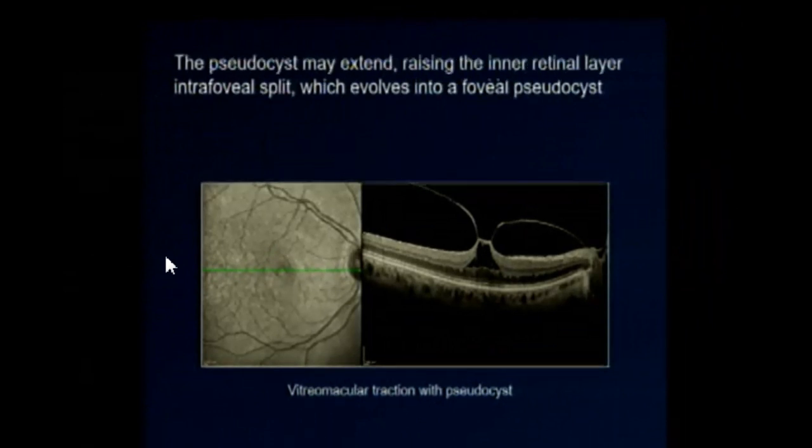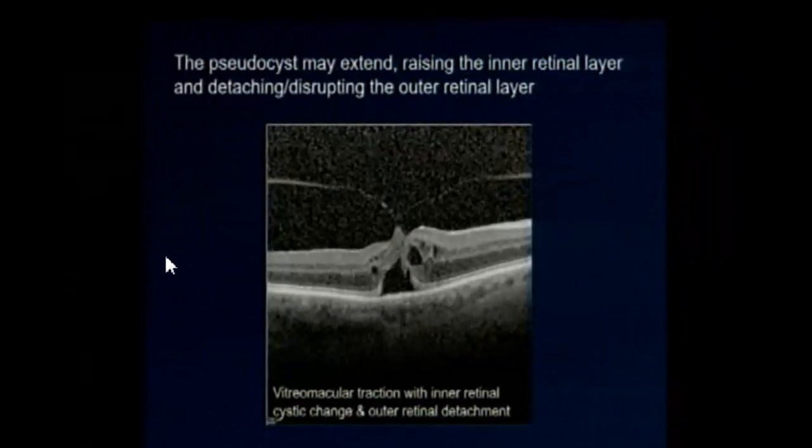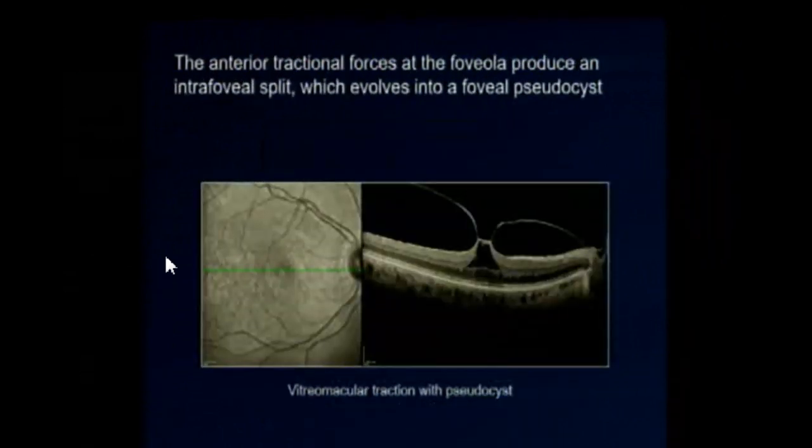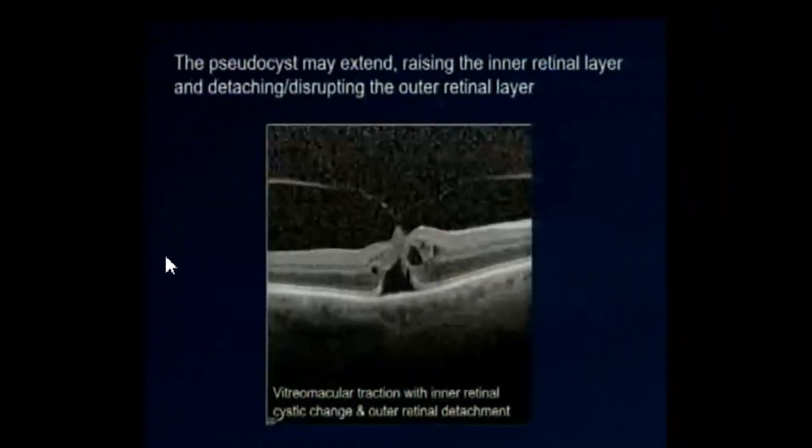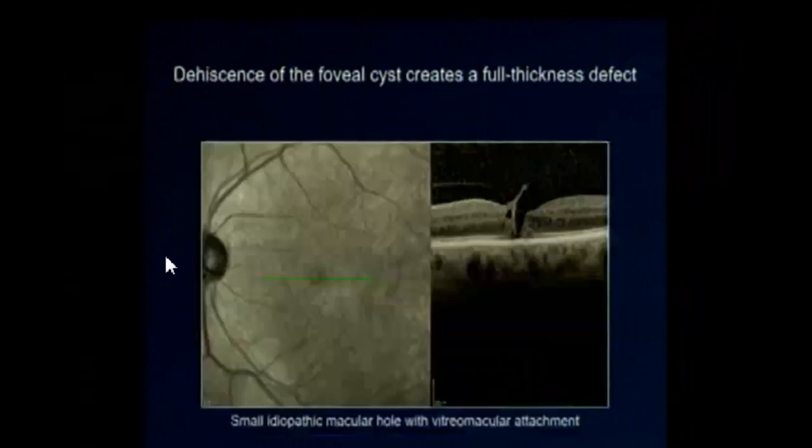This will become a lamellar hole in this case, and it can also pull so much that you pull even the outer retina with it, as we can see here. So you have a full thickness dehiscence in which the vitreous is still attached and the outer retina is pulled up, and then it gets pulled up more and more, and as it gets pulled up, the hole enlarges.